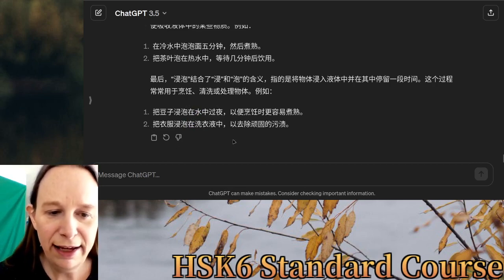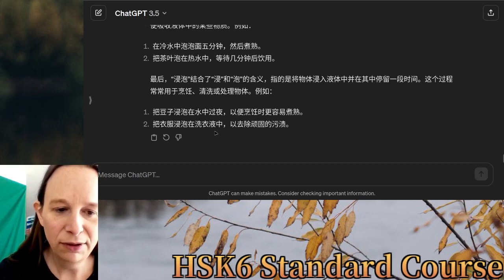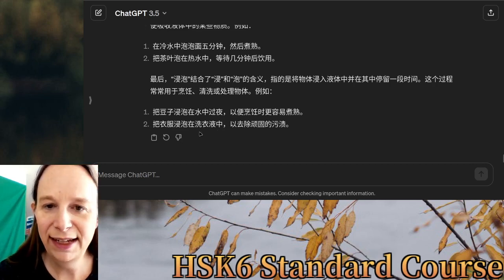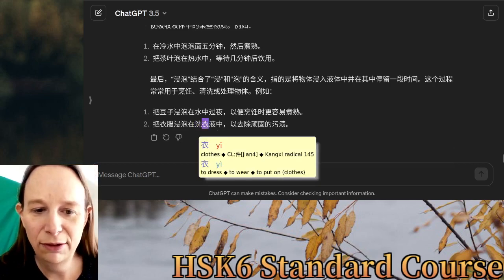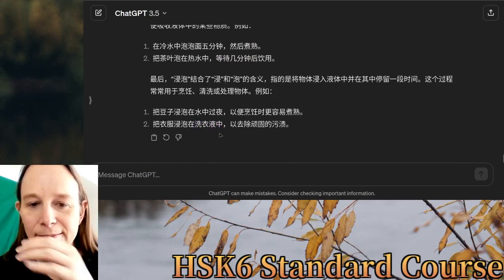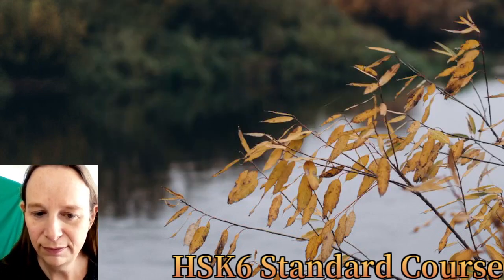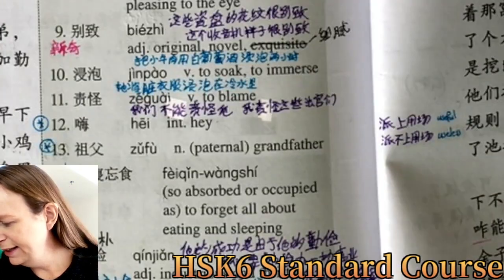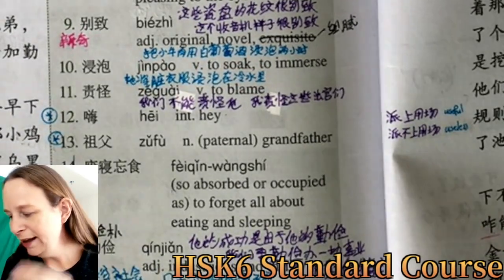把衣服浸泡在洗衣液中. So take the clothes and soak them in washing up liquid, laundry detergent. Okay. All right, next, what have we got?